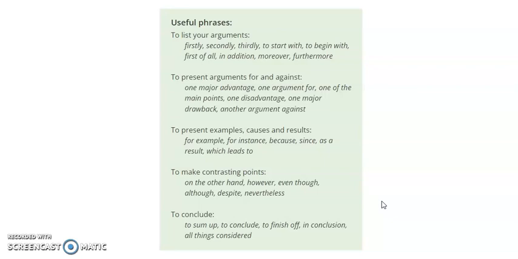Here are some useful phrases. And again, all of these are in your textbook, so you don't have to memorize all of them. But to list your arguments, you can use phrases such as firstly, secondly, thirdly, to start with, to begin with, first of all, in addition, moreover, furthermore. To present arguments for and against, you can start sentences with, for example, one major advantage, one argument for, one of the main points, one disadvantage, one major drawback, another argument against.